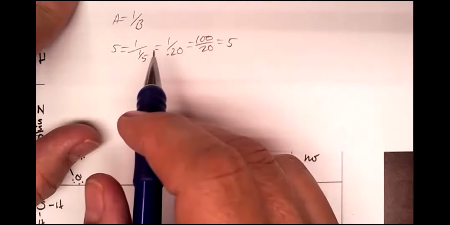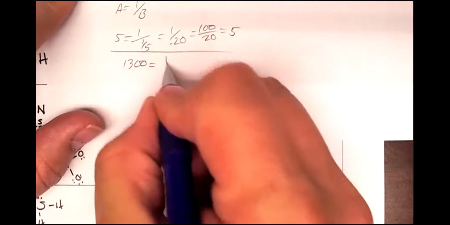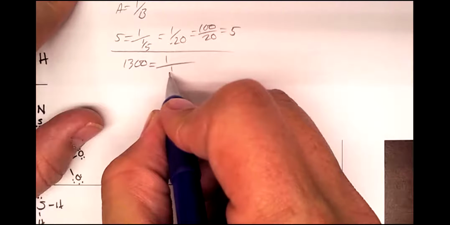If this gets bigger, this must get smaller. So let's say A is 1,300. Oh boy. Nathan says, what if A is 1,300? I mean, it would be 1 over 1,300. No, 1 over 1,300. Like that. Oh, okay. That is what you meant.